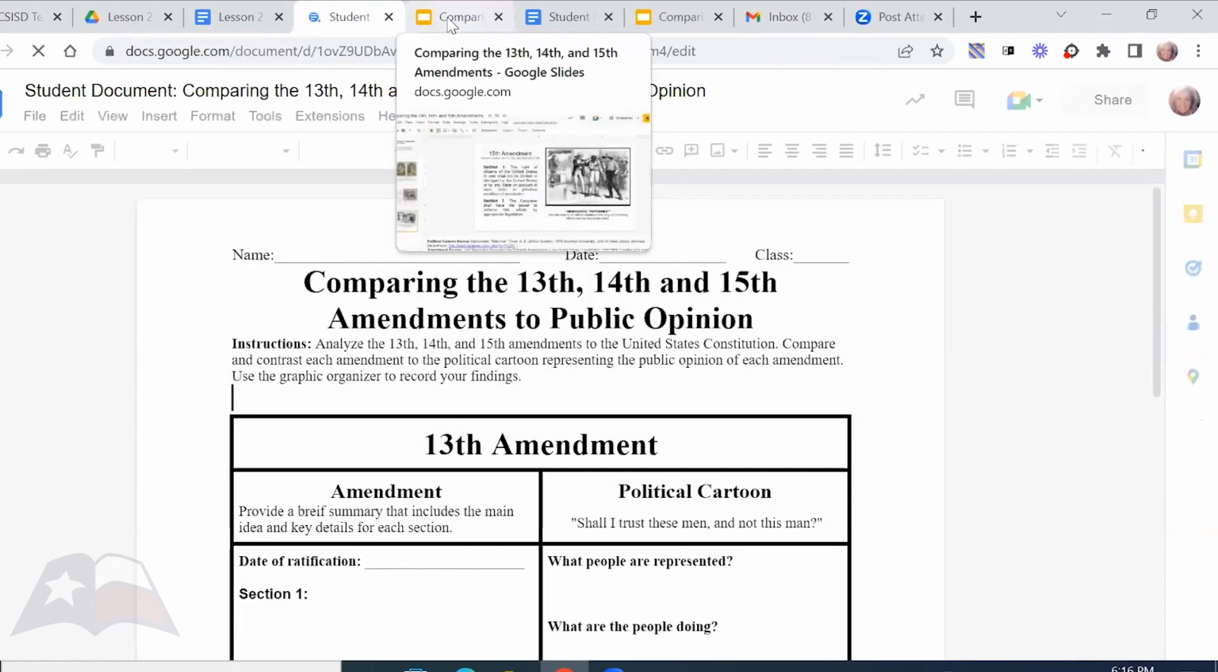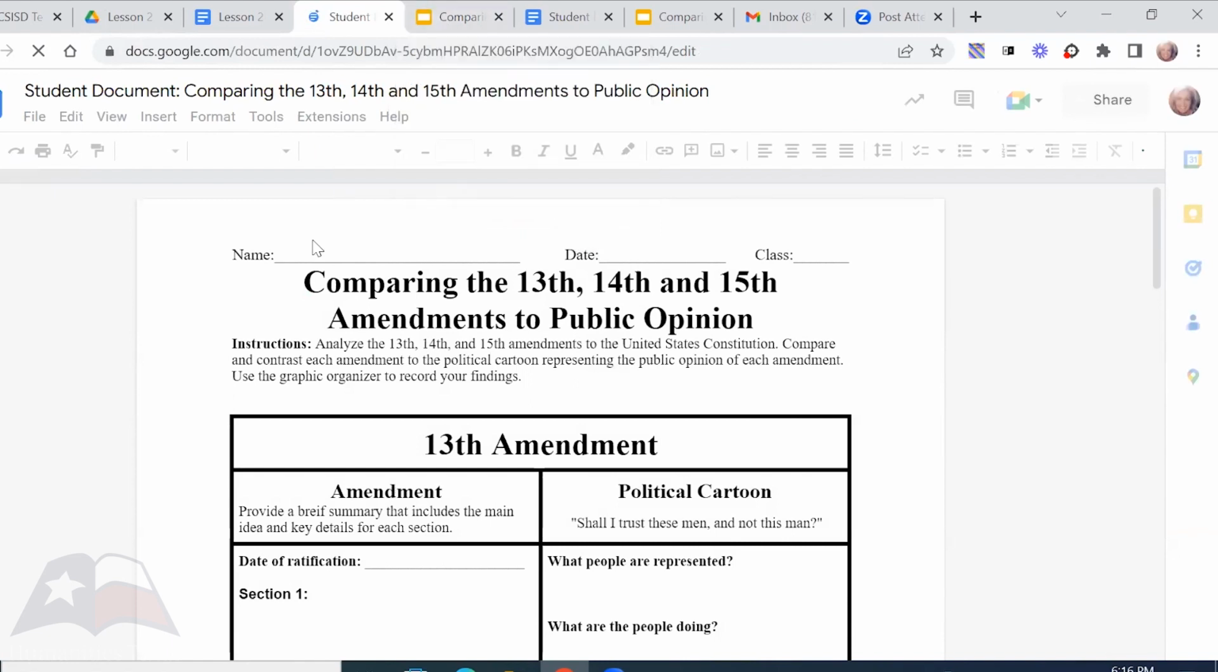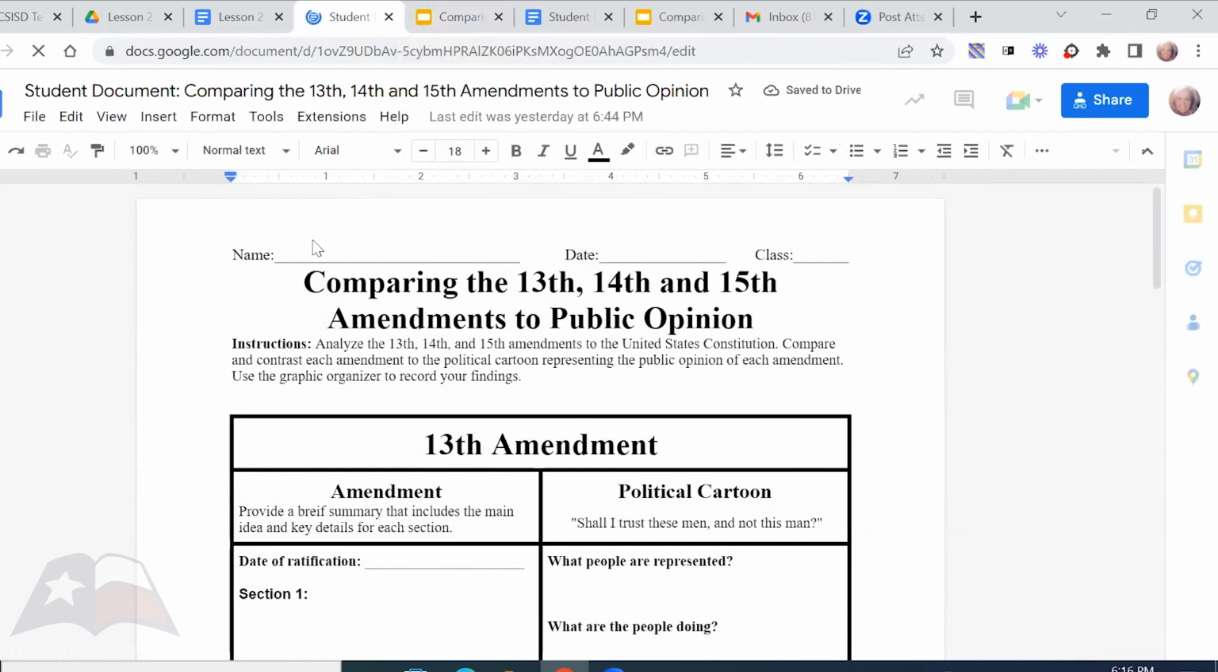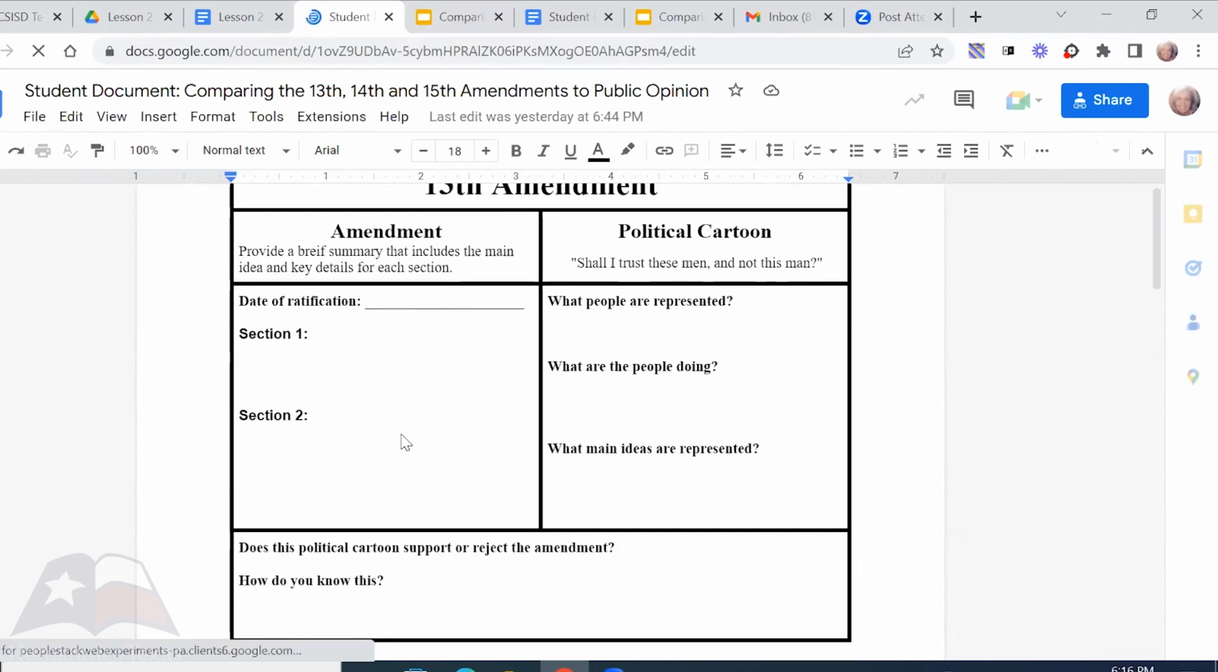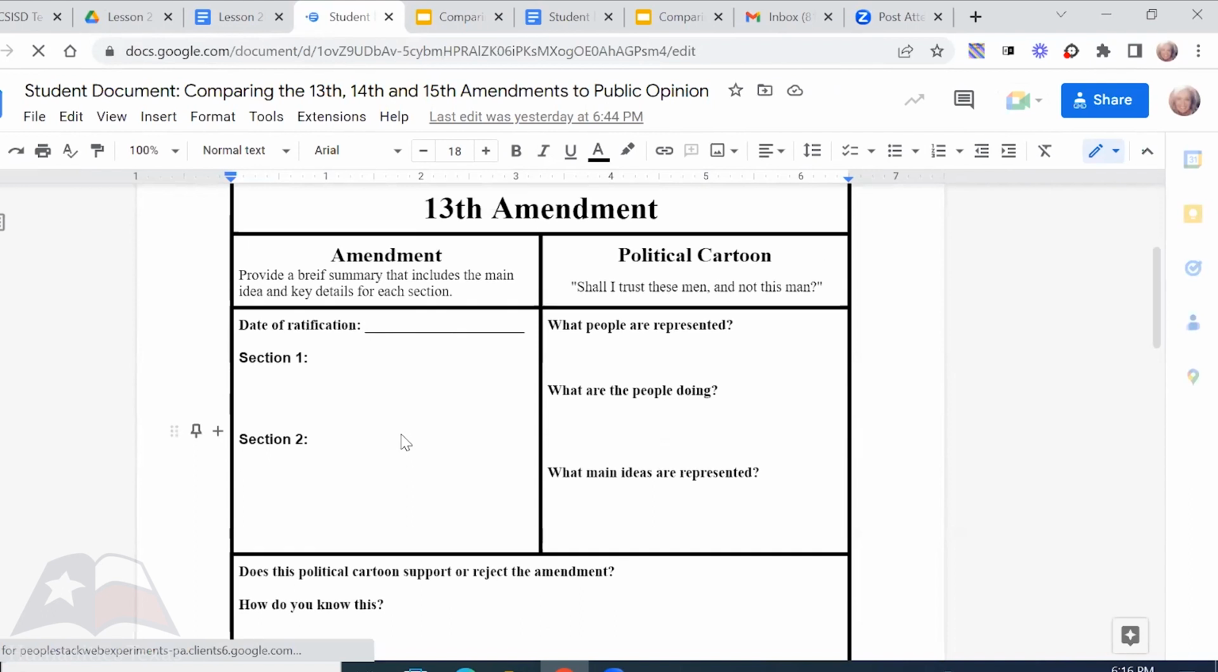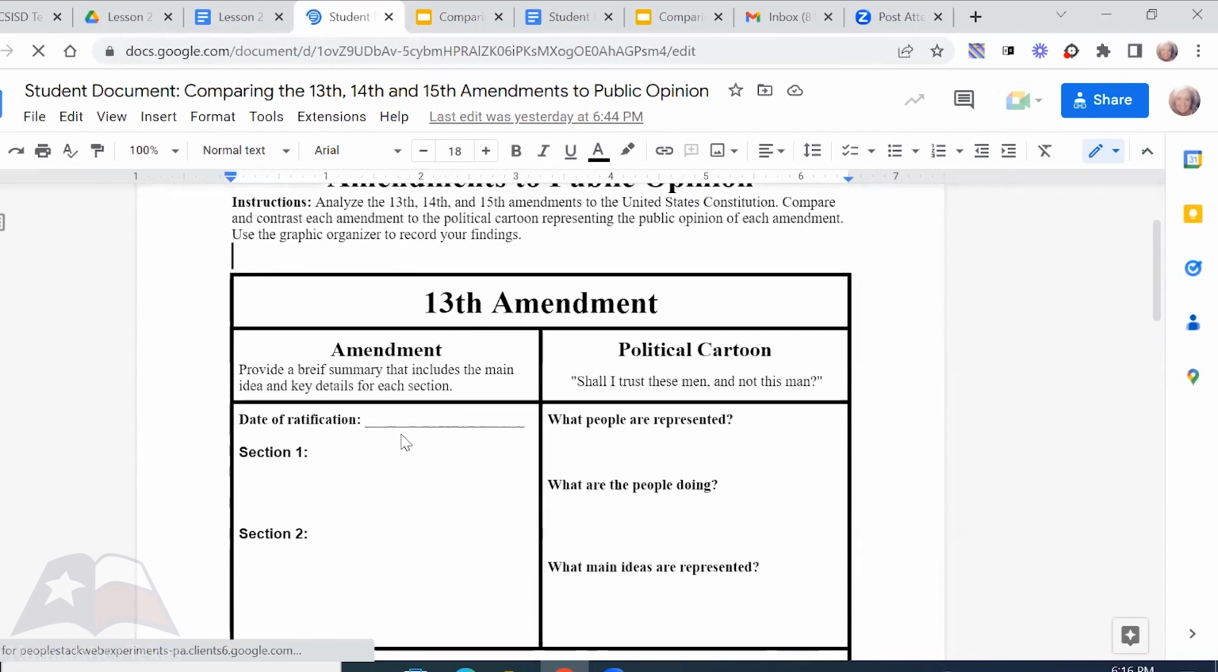It's easy to print. I would say if you're going to use the slideshows for comparison, maybe present them to the whole class, or maybe if they have devices, you can do that on devices. This is just a very simple chart for them to chart their findings, basically, right?